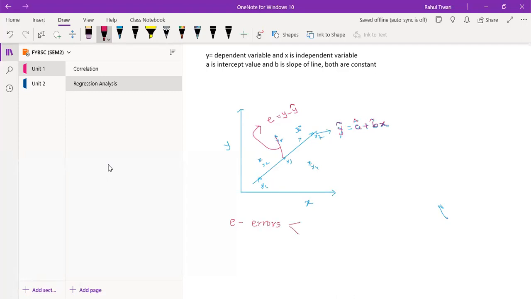It may be positive, it may be negative. Why? Because it is up and down, so it can be positive or negative. And the overall aim of the regression is that you have to minimize this error sum of square. Usually we call it ESS, error sum of square.